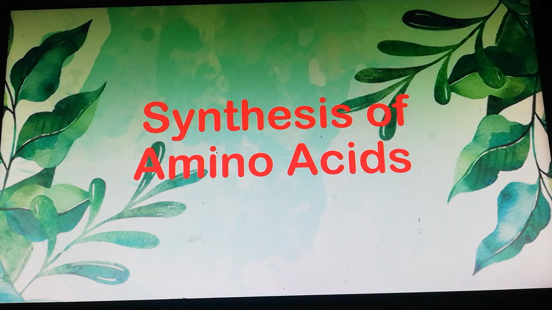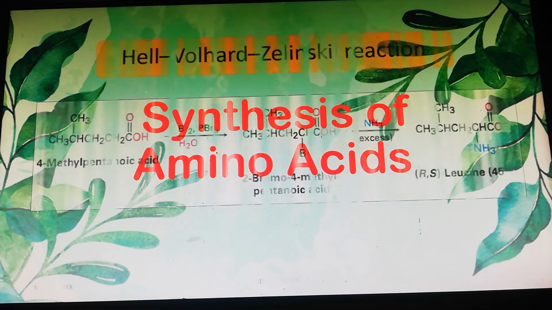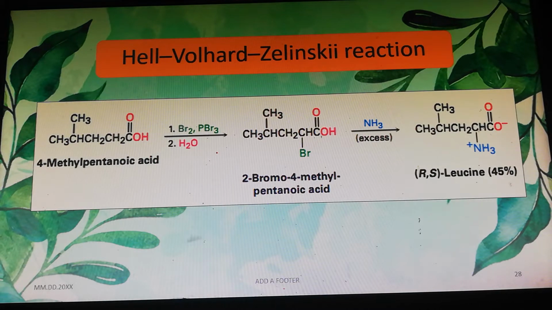Synthesis of amino acids. One of the oldest methods of alpha amino acid synthesis is the Hell-Volhard-Zelinsky reaction, or HVZ reaction. It begins with the bromination of a carboxylic acid. For instance, we have 4-methylpentanoic acid with bromine and phosphorus.